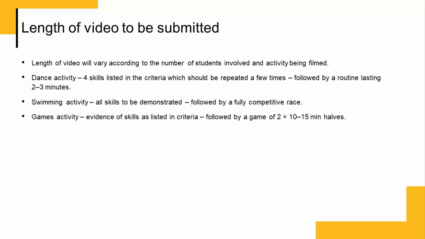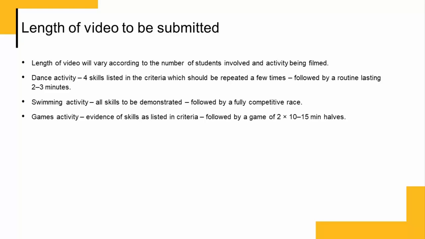If a candidate is being assessed and filmed in the dance activity, it is a requirement that they demonstrate any 4 of the listed skills from the criteria as evidence of the skills in isolation. It is recommended that these skills are repeated a few times to consistently demonstrate the quality of the performance. For example, travel down the room 2 or 3 times if travelling is one of the 4 skills being assessed. The same procedure should then follow for the filming of the other 3 skills.